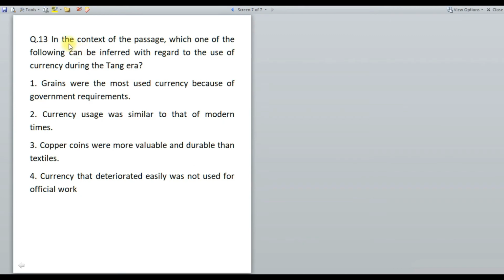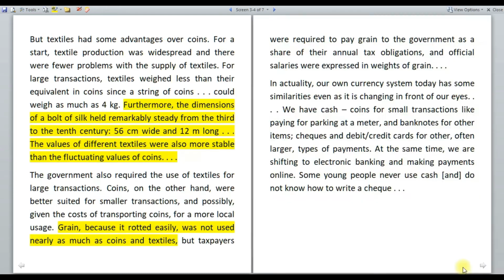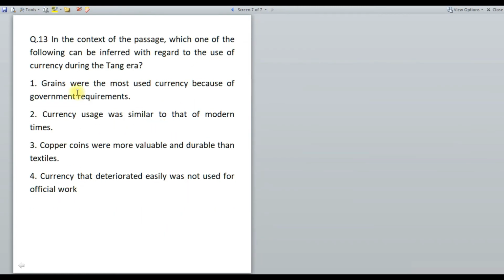Question number 30. In the context of the passage, which one of the following can be inferred with regard to the use of currency during the Tang era? Option 1. Grains were the most used currency because of the government requirements. Let us figure it out. We'll need to go back to the passage. Let's read this portion. Grain, because it rotted easily, was not used nearly as much as coins and textiles. So contradictory information is given here. Grain was not as much used as coins and textiles, and in the option it's given that grains were most used, and therefore it's clearly false.